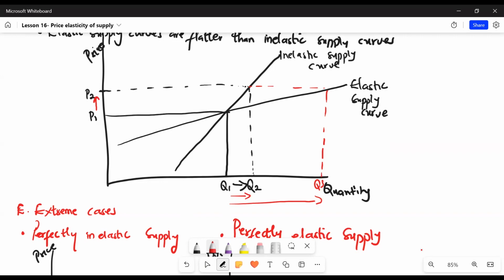So an inelastic supply curve is much steeper than an elastic supply curve, and it shows that any change in price will induce a smaller change in quantity supplied than an elastic curve.